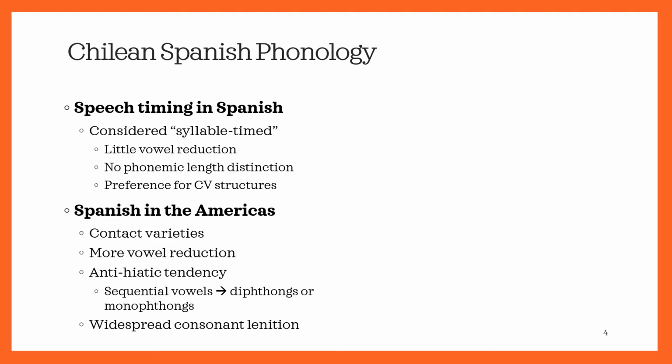There is a high anti-hiatic tendency, which means that sequential vowels either get resolved as diphthongs or monophthongs. There is also very widespread consonant lenition. These final two, we should clarify, are also present in Peninsular Spanish.